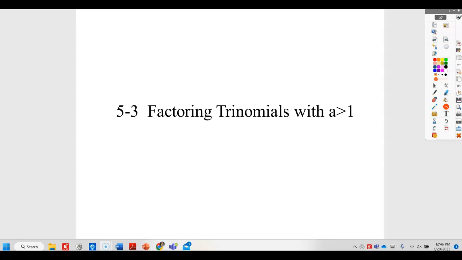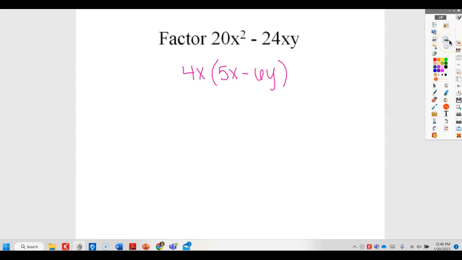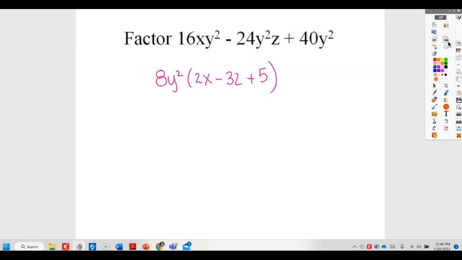Going to be shocked at what we got for number 3. So number 1, take out a 4x, that leaves behind 5x minus 6y. I think we're all good there. So I'm out on those 2 papers. Number 2, everybody took out the GCF 8y squared, leaving behind 2x minus 3z plus 5.